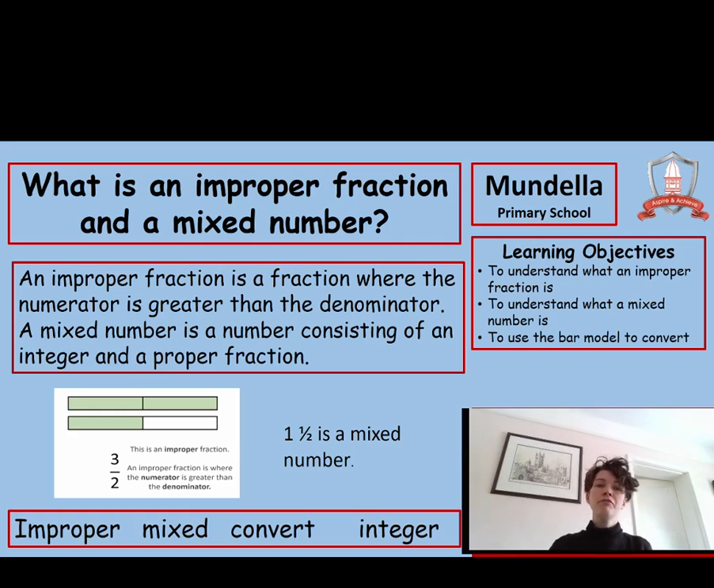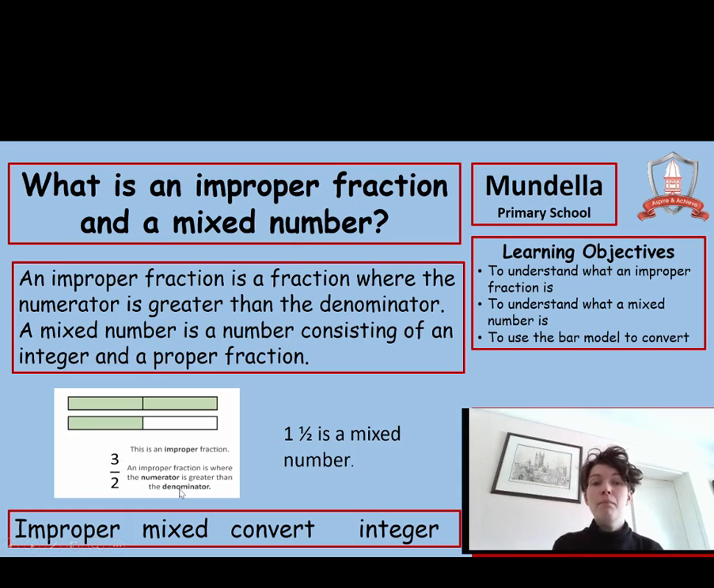Okay, so what's an improper fraction and a mixed number? Well, you might remember me just saying an improper fraction is a fraction where the numerator is greater than the denominator. It's bigger than, okay? So in this example here, we have 3 over 2. The numerator, 3, is bigger than the 2.